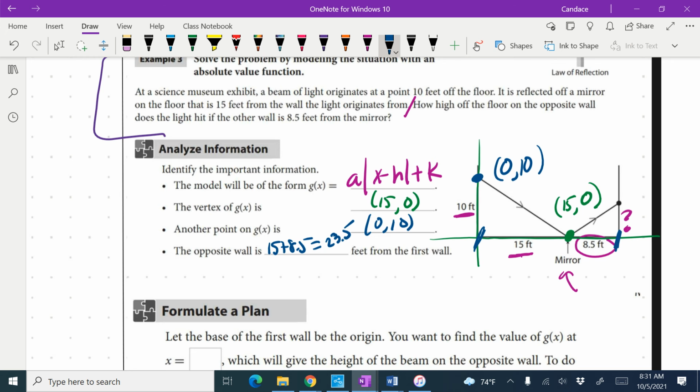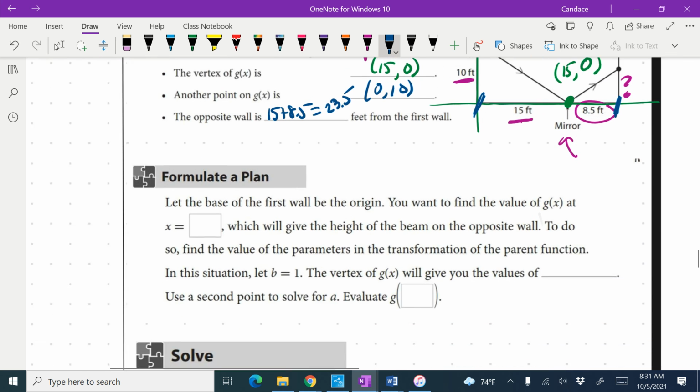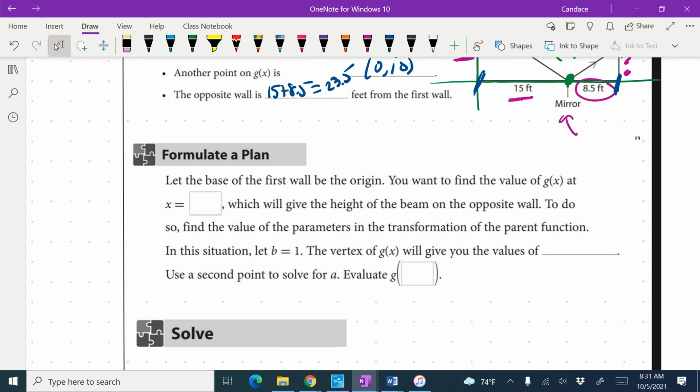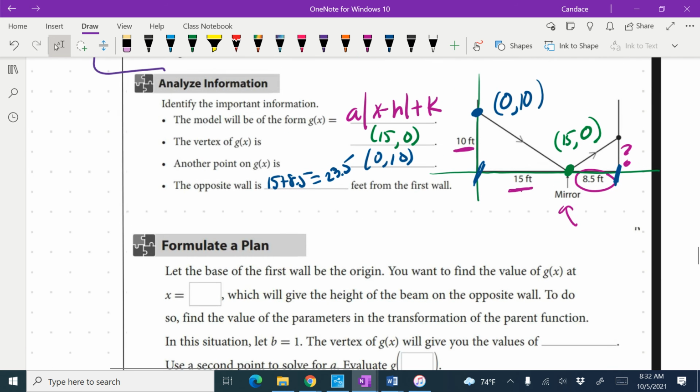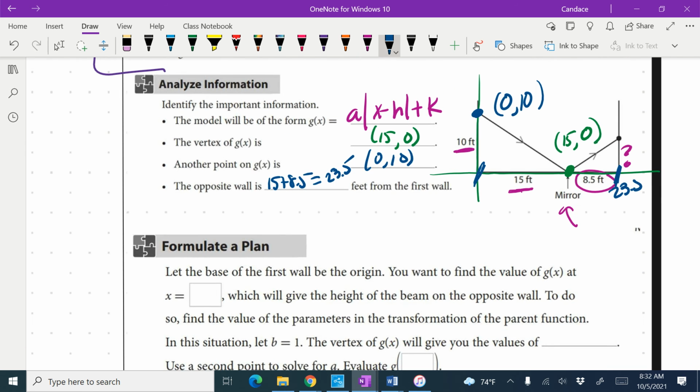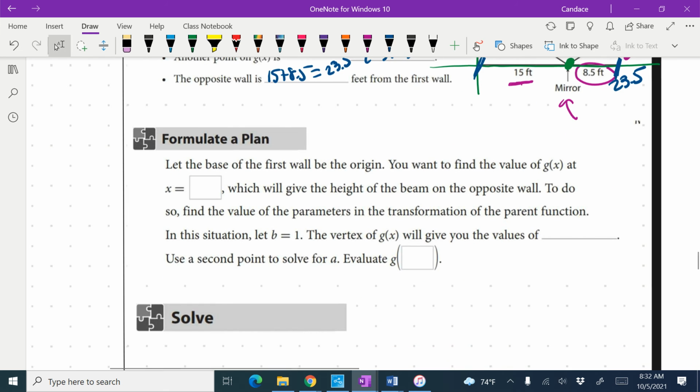Okay. So it says, let the base of the first wall be the origin. So they're helping us formulate a plan. You want to find the value of g of x at x equals. So we want to find the height of the wall out here at 23.5, right? That's our value there. So that's the height that we want to find, which will give the height of the beam on the opposite wall.